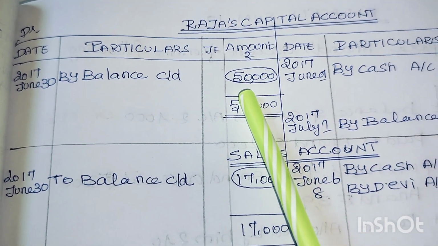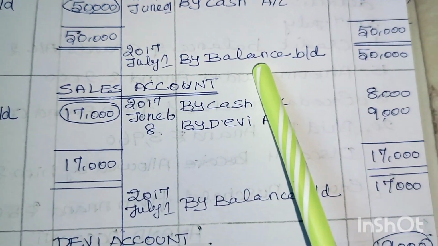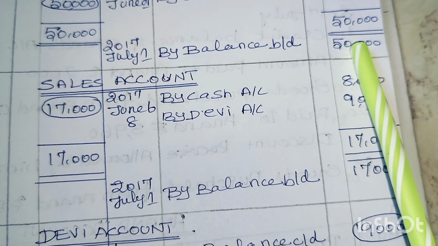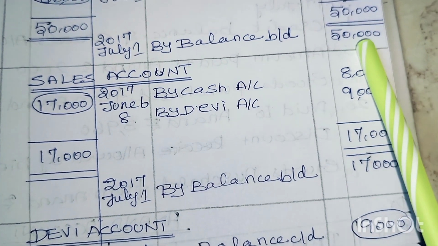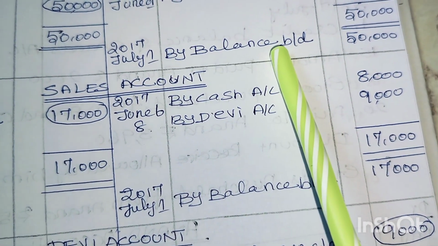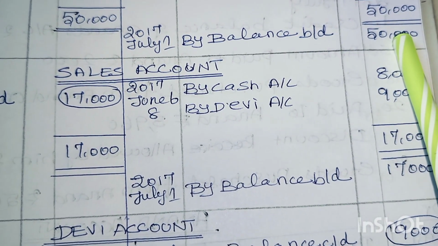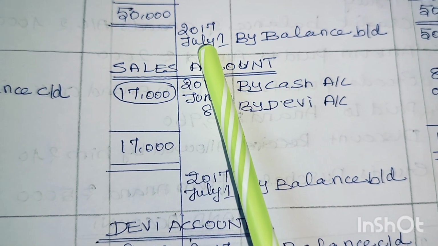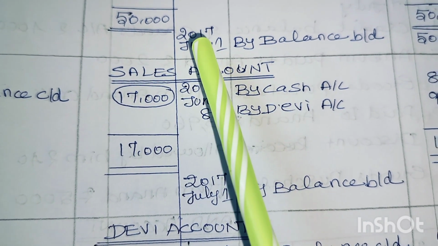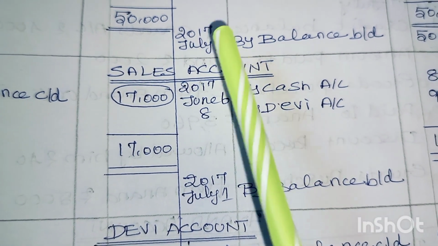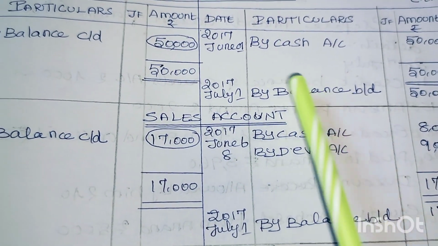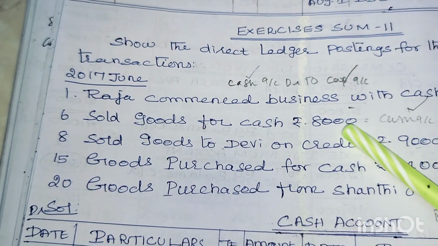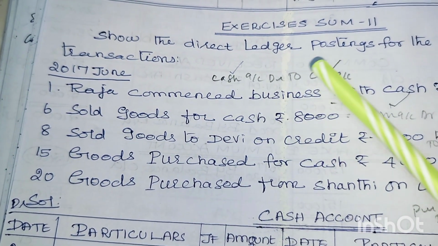Then that 50,000 has to be brought down opposite, to be entered below the total. So we entered below the total that 50,000 rupees difference. "Balance brought down" is entered against the difference, and in the date column we date it on the first day of the next accounting period, that is 2017 July 1. This is the opening balance of Raja's capital account. So Raja's capital account is posted. We have posted the cash account and the capital account.